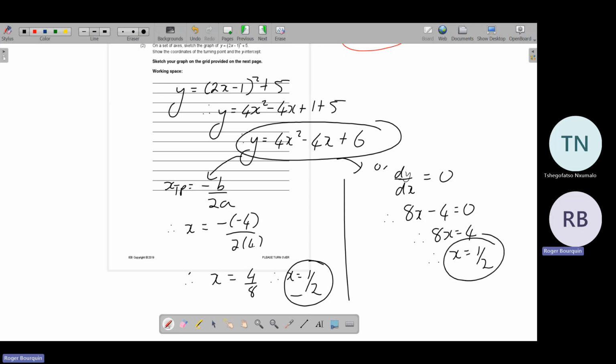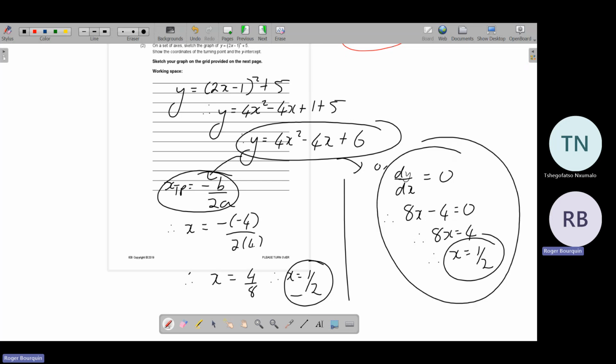There are two ways you can find the x-coordinate of a turning point of a parabola, guys. One is what you use. By the way, this formula just comes from calculus. For a parabola you can use that, but it does not work for cubics, only for parabolas. Or you could say, when does the turning point of any graph happen? When the gradient is 0, so when 8x minus 4 is 0. Either way is fine.